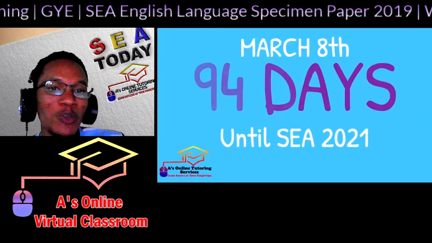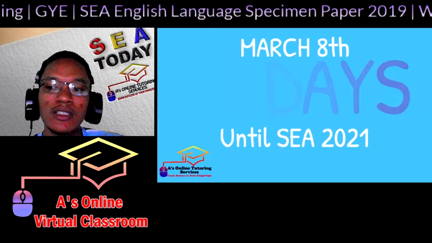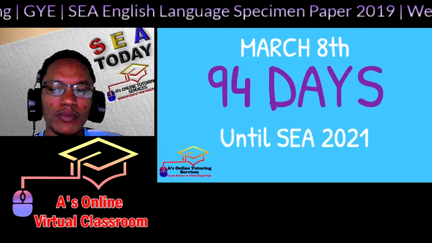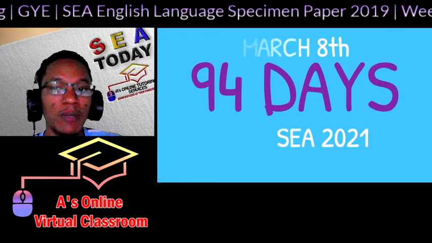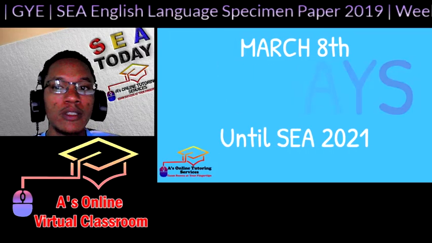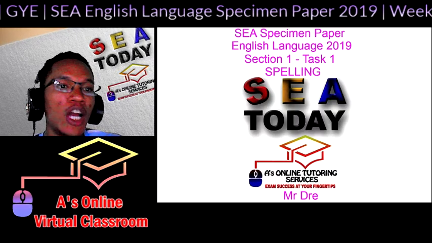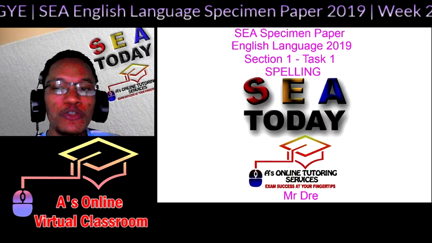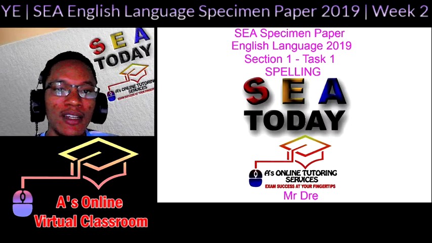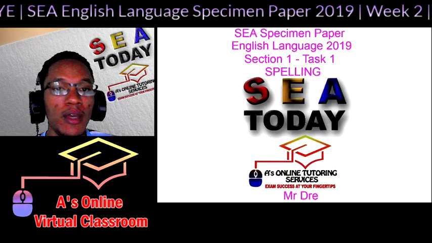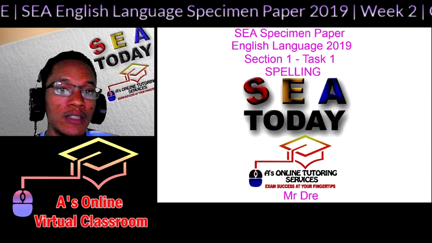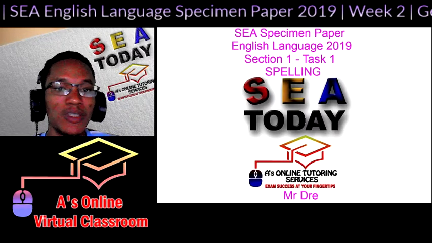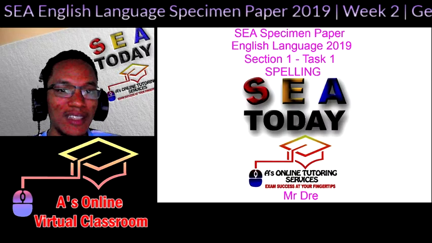As we go into week 2 now, we want to take a look at English language. Today we're going to take a look at the English language 2019 specimen paper, section 1, and the first task is spelling. So make sure you have your pen and your paper ready. That's all we would need for today, and as soon as the timer starts we would start. Alright, so let's get it.